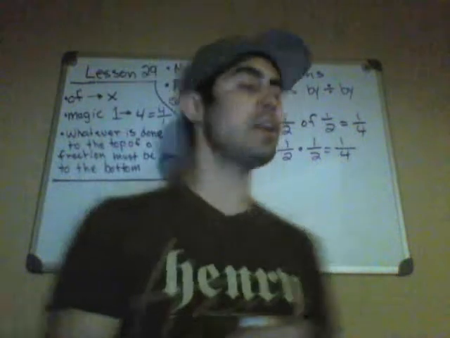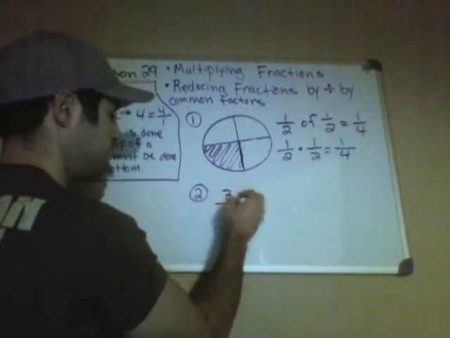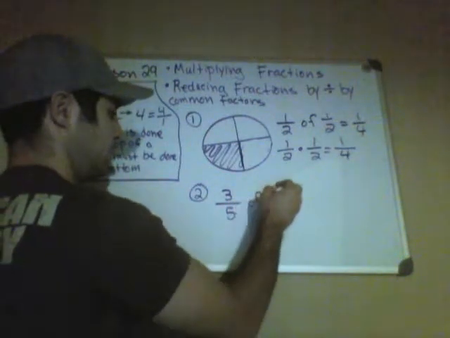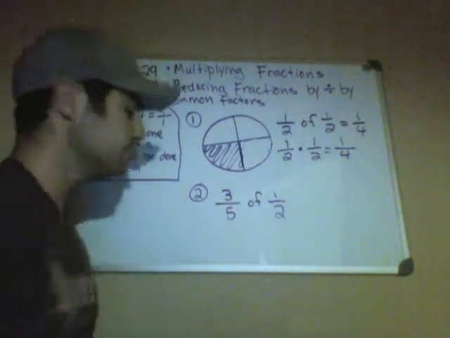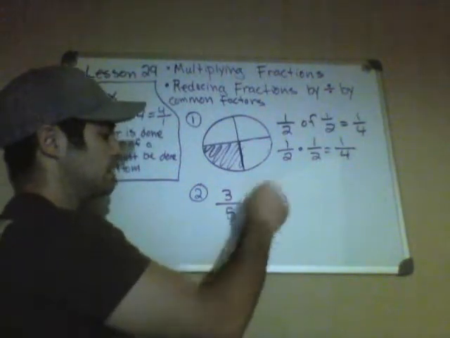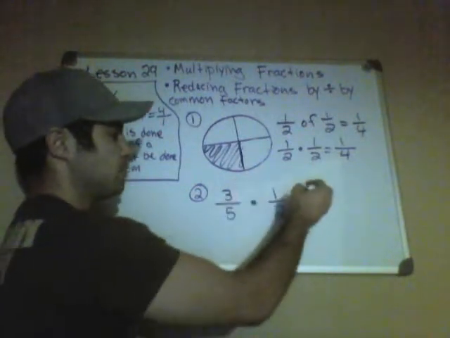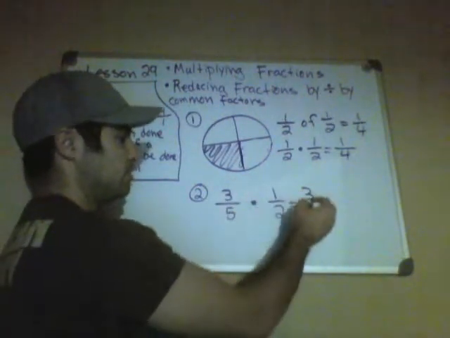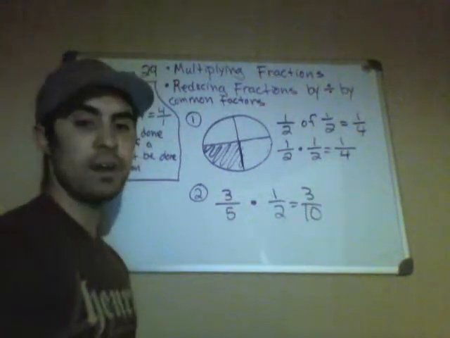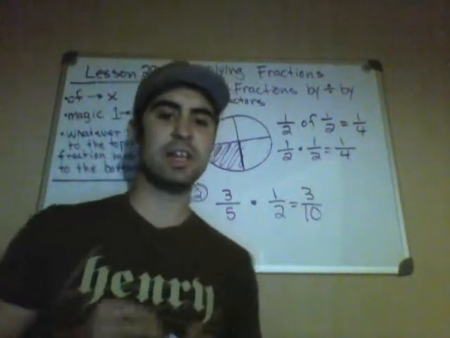Okay, so let's do another example problem. Go ahead, give me 2 or 3/5 of 1/2. Ready, go. So of, in this situation, means multiply. So we're going to take 3 times 1 is 3. 5 times 2 is 10. Okay? So 3/5 of 1/2 would be 3/10. Alright? Is that pretty easy? You guys are going to catch on quick to this.